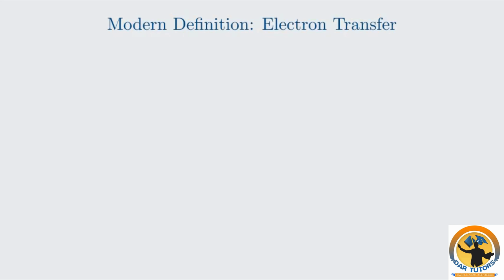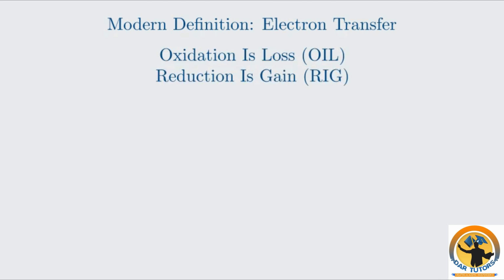While the oxygen and hydrogen definitions are useful in some cases, they don't cover all reactions that are fundamentally similar. To address this, a more universal definition based on electrons was developed. Oxidation is now defined as the loss of electrons. A mnemonic to remember this is OIL, for oxidation is loss. Conversely, reduction is the gain of electrons. The mnemonic RIG helps us recall this. Reduction is gain. This definition includes the historical ones.